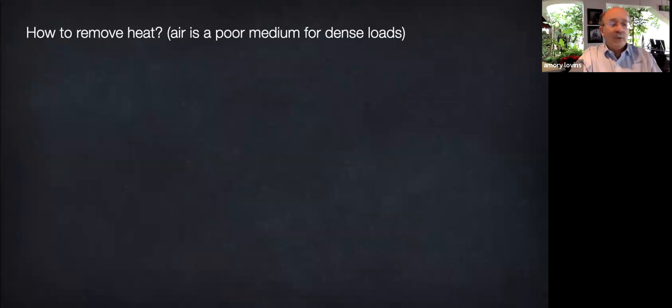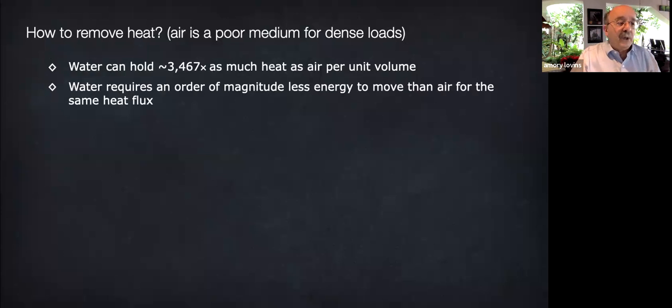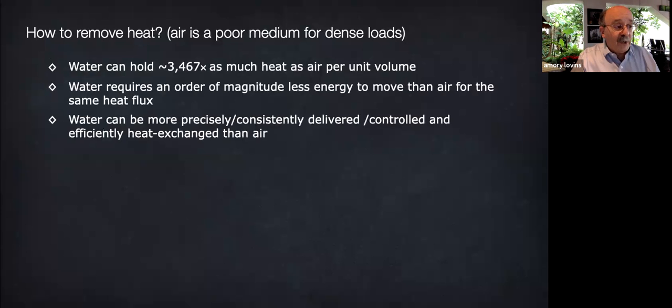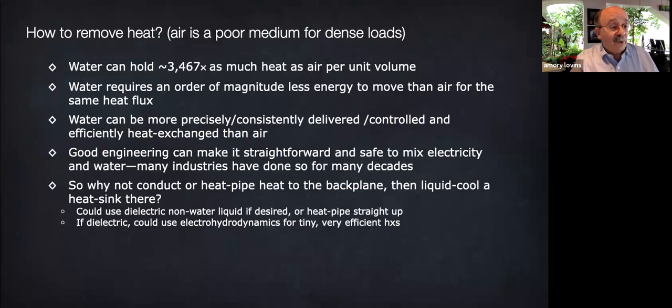And also important, of course, is how do we get heat off the chips? Well, you know, the water has almost 3,500 times as much heat capacity as air per unit volume. You remember that from the two big sort of balloons and a little cup of water in a cooling lecture. And water needs an order of magnitude less energy to move it than air does for the same heat transfer. You can more precisely and consistently deliver and control and efficiently heat exchange water than air. And it can be straightforward and safe to mix electricity and water. A lot of industries have done so for a long time.